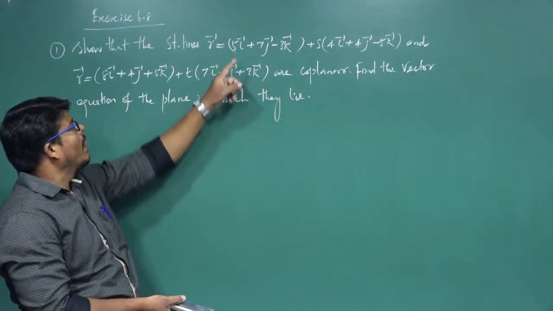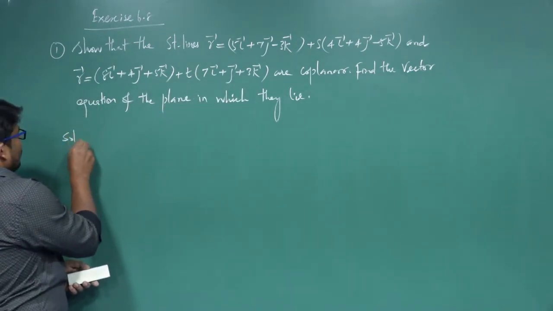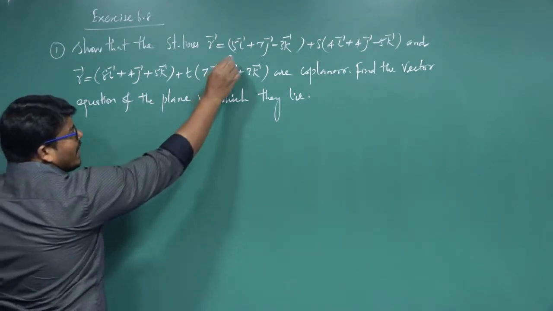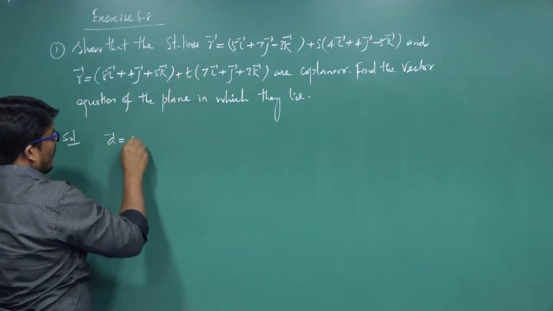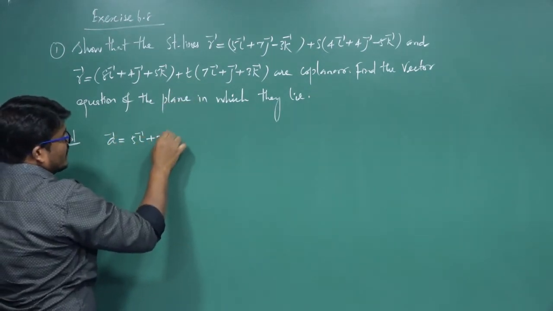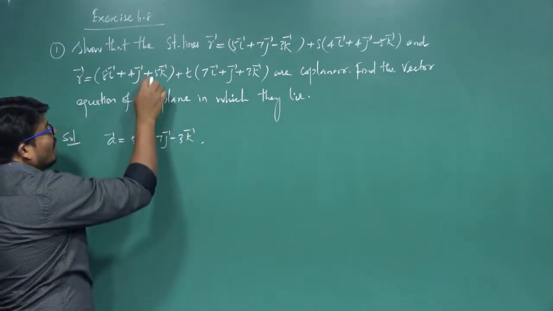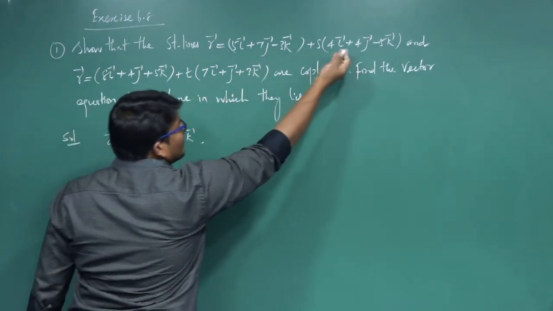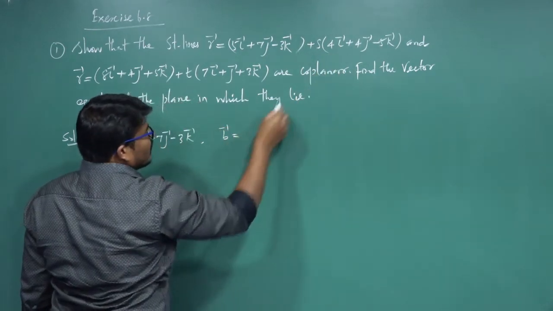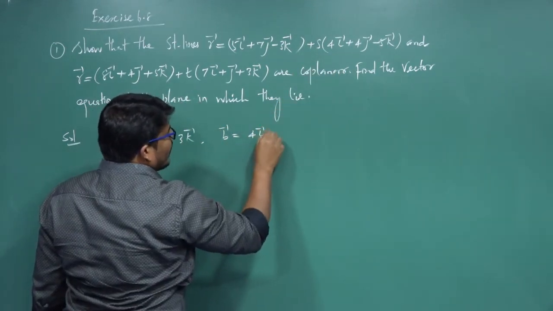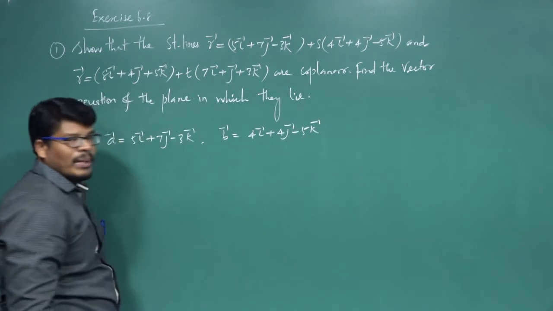So verify that the given two lines are coplanar. Solution. First write the a vector, that is the point: a vector equal to 5i vector plus 7j vector minus 3k vector. That is the point a. And the second point c, or r vector equal to a vector plus s b vector, where b vector is parallel to 4i vector plus 4j vector minus 5k vector.